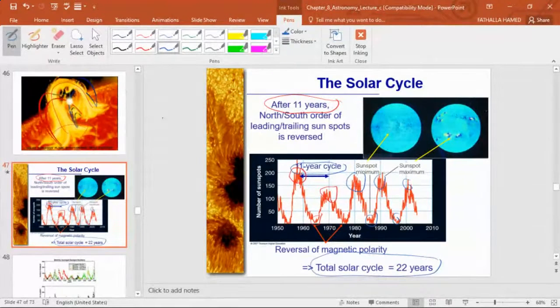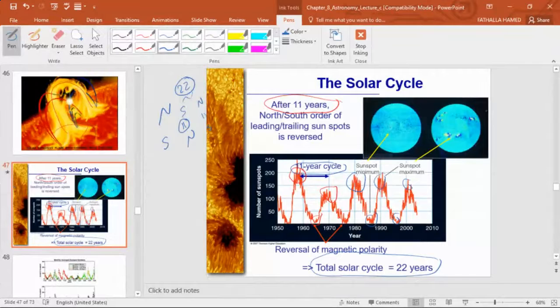That means you have north, south, then you will have south, north, and that's 11 years. Then it will go back again to north, south, and that needs another 11 years. So in total, you have 22 years. And that's why we call the full cycle 22 years. And that's basically because of the reversal of the magnetic field of the sun.